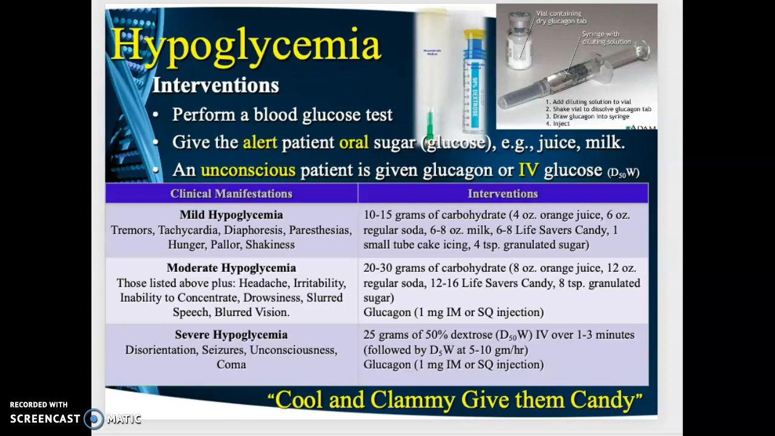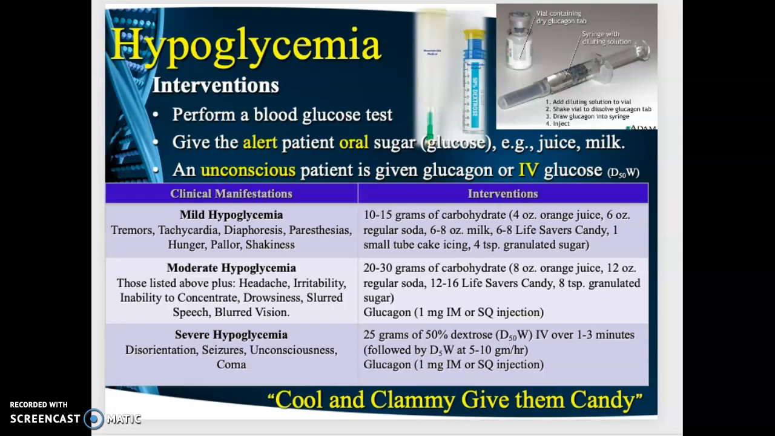If we look at mild hypoglycemia, you can see that the person's blood sugar is a little bit below 70 or 60, and the sympathetic nervous system kicks in, and they're going to have the tremors, the tachycardia, they're going to be sweating, maybe some paresthesia, hunger, pallor, shakiness. And what this person needs is about 10 to 15 grams of carbohydrate.